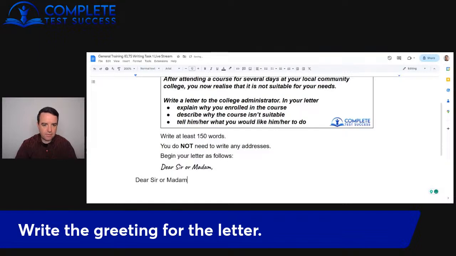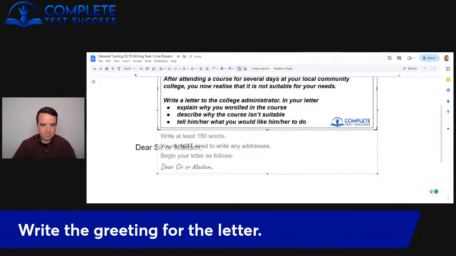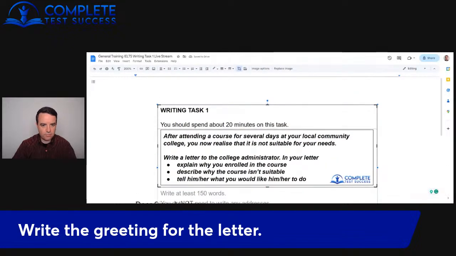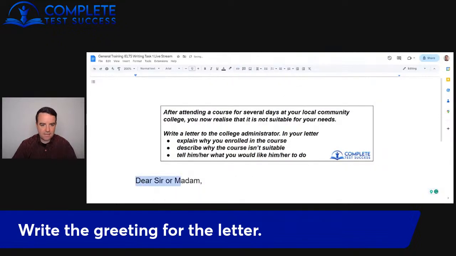It seems very simple considering the fact that they've literally told you what to say, but a surprisingly high number of candidates get that wrong, and they don't do what the question tells them to do. So if it says start your letter with dear sir or madam, there's no reason to do anything else but follow that instruction. So that's the start of our letter, dear sir or madam. That's the greeting.